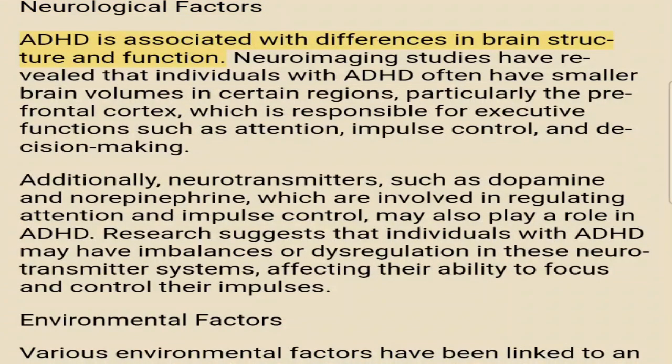Neurological factors. ADHD is associated with differences in brain structure and function. Neuroimaging studies have revealed that individuals with ADHD often have smaller brain volumes in certain regions, particularly the prefrontal cortex, which is responsible for executive functions such as attention, impulse control, and decision-making. Additionally, neurotransmitters, such as dopamine and norepinephrine, which are involved in regulating attention and impulse control, may also play a role in ADHD. Research suggests that individuals with ADHD may have imbalances or dysregulation in these neurotransmitter systems, affecting their ability to focus and control their impulses.